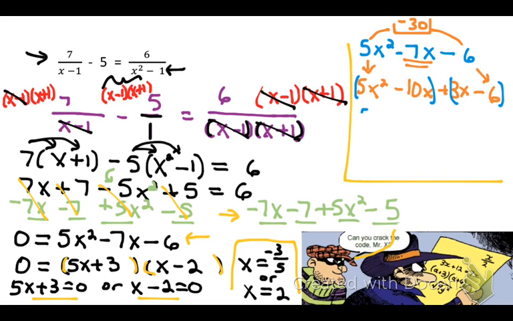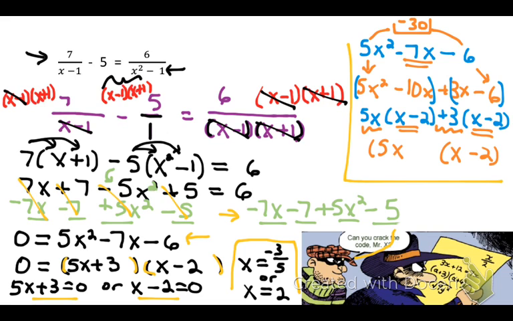We factor out a 5x, we're left with x minus 2. We factor out a 3, we're left with x minus 2. Then we take our lookalikes, they become 1 parenthesis, and our leftovers, that becomes the second parenthesis. And you can see that that's what I got over here, 5x plus 3 and x minus 2. And then again, once we get our answer, make sure you put that back into the original problem's denominator to make sure we don't have extraneous solutions.